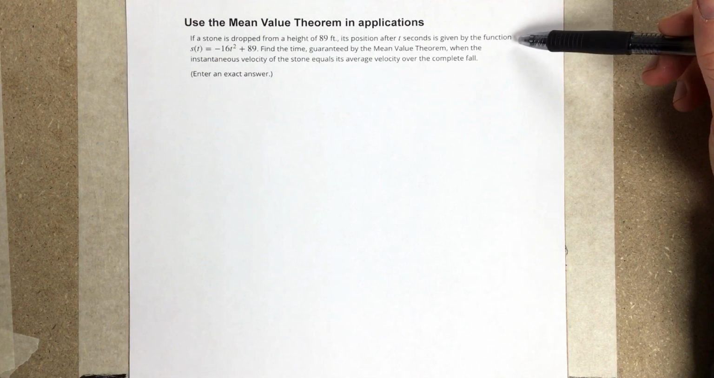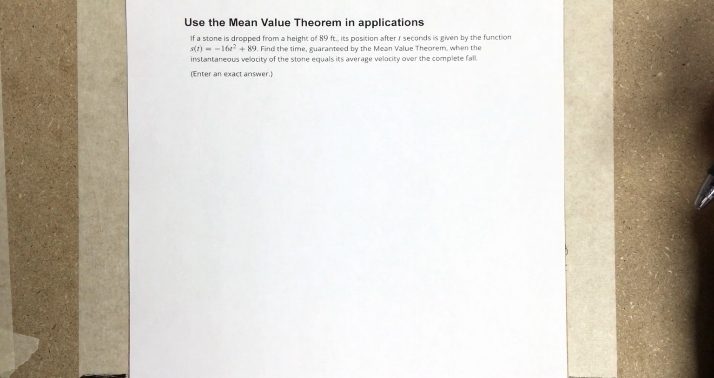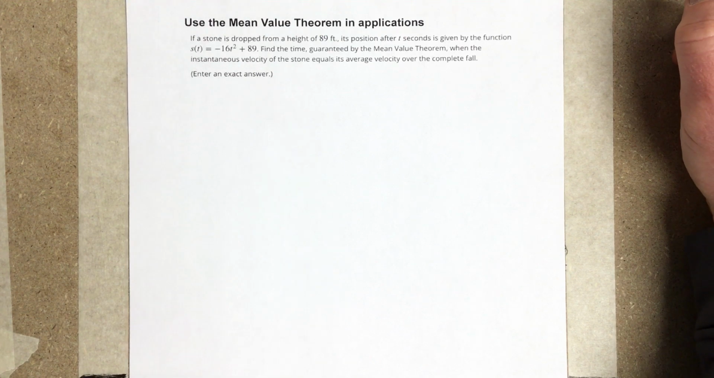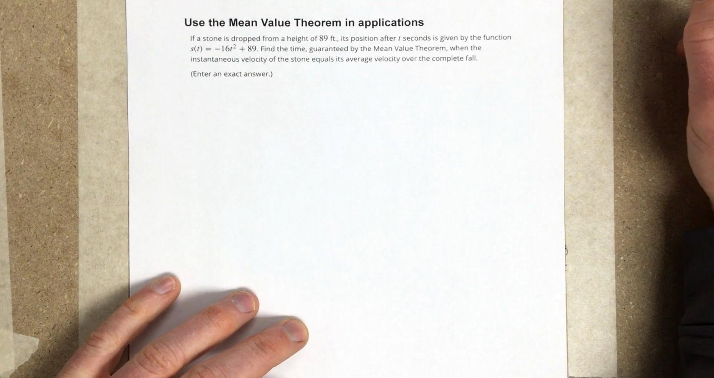In this video, we're going to use the mean value theorem in applications. It says if a stone is dropped from a height of 89 feet, its position after t seconds is given by the function s(t) = -16t² + 89. Find the time guaranteed by the mean value theorem when the instantaneous velocity of the stone equals its average velocity over the complete fall. So first of all, we need to talk about what the mean value theorem states.